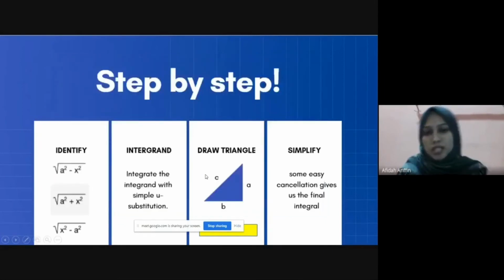So the fourth step, the last step, is to simplify. To get the final answer, you have to simplify the equation, and you will get the final integral. So that's all four steps. You cannot miss this fourth step, because you might get it wrong, or find it hard to get the final answer.